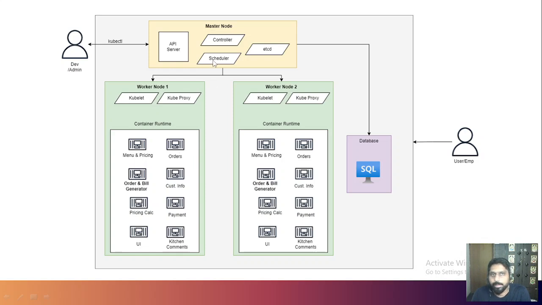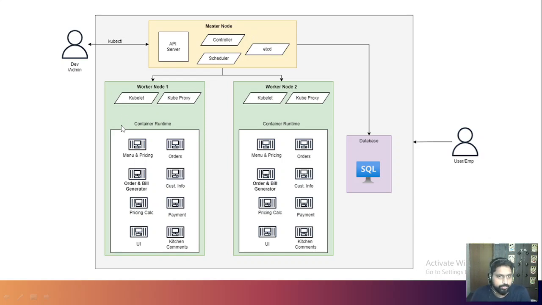The scheduler, again, is a different service in the master. Its responsibility is to schedule pods. So when the controller detects that the order pod is down, it sends an instruction to the scheduler, and then the scheduler schedules it and updates the record to say that this was deleted and recreated. etcd is like a database where it keeps all the records of Kubernetes.